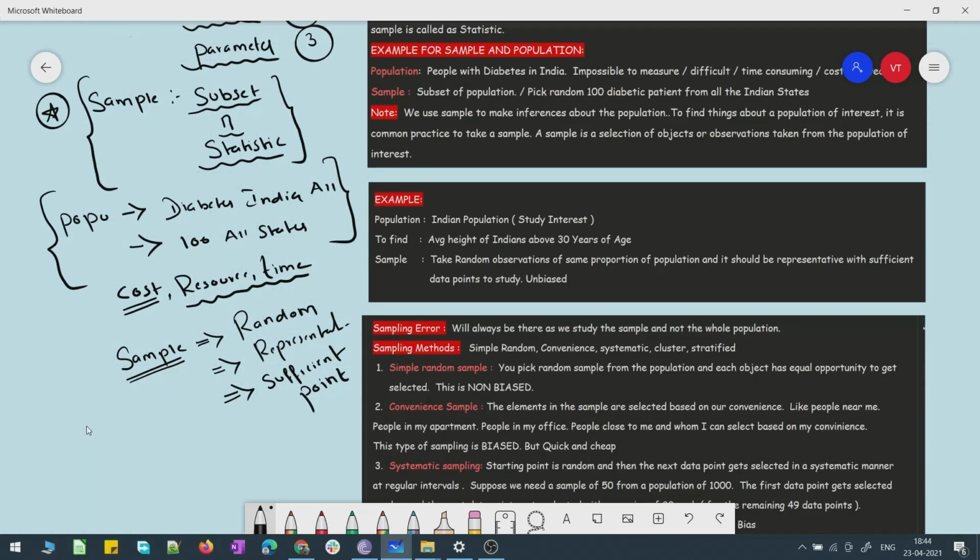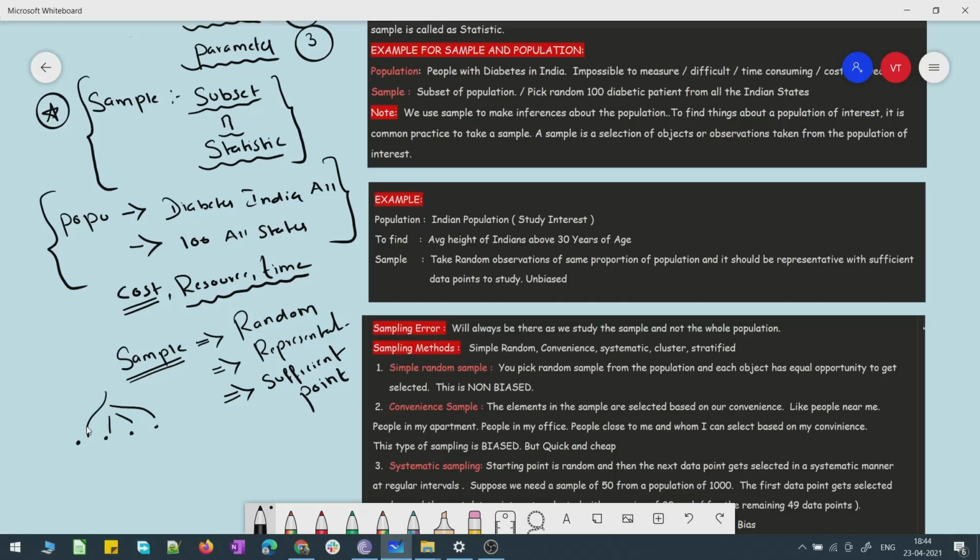Random means each and every element in the sample should have equal opportunity to get selected, which means that if I randomly pick this or this or this, all these data points have equal opportunity to get picked up. That's what you refer to as random.